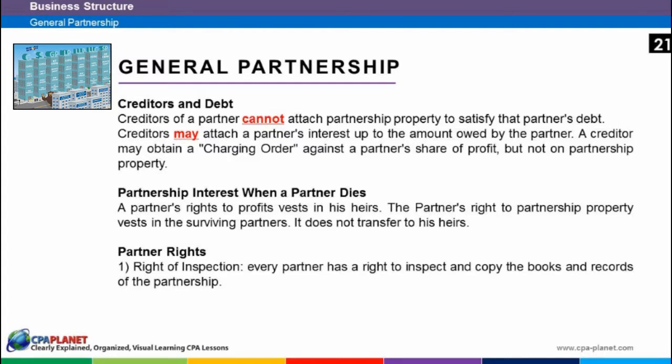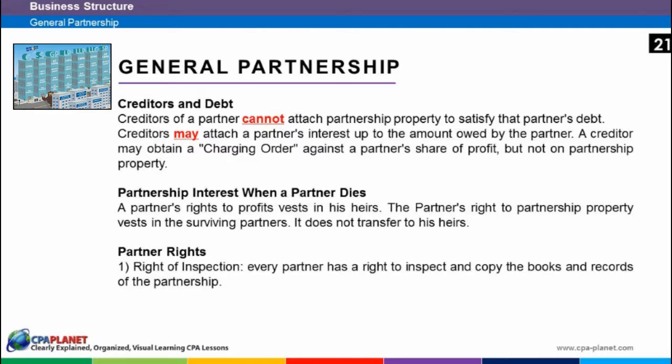Partnership interest when a partner dies. Partner's rights to profits vest in his heirs. The partner's right to partnership property vests in the surviving partners. It does not transfer to his heirs. So the right to profit vests in his heirs. The right to partnership property vests in the surviving partners.